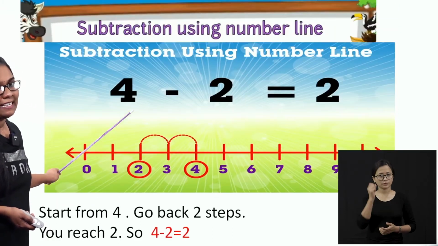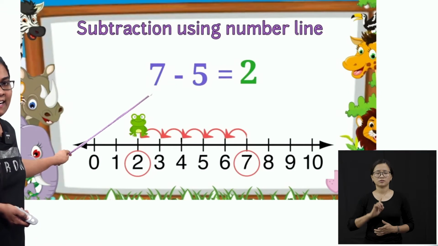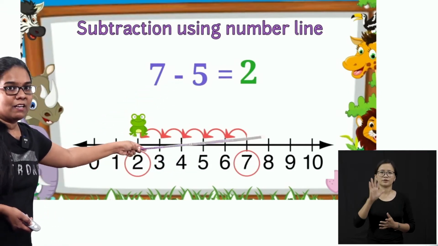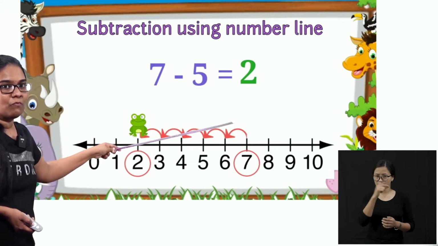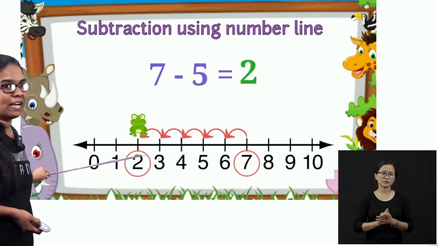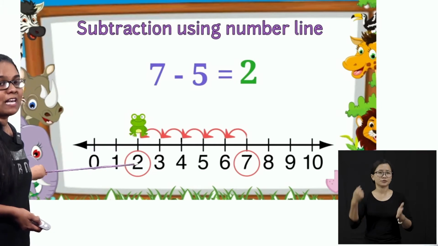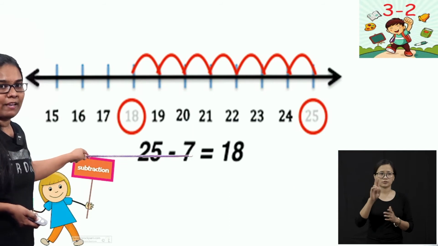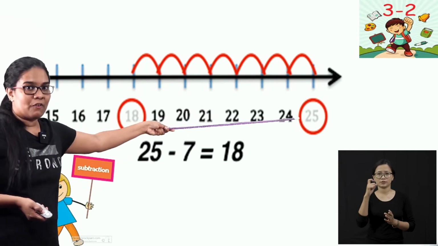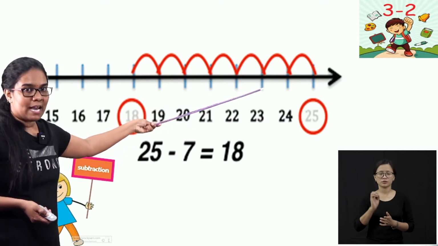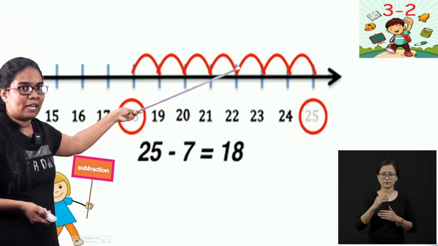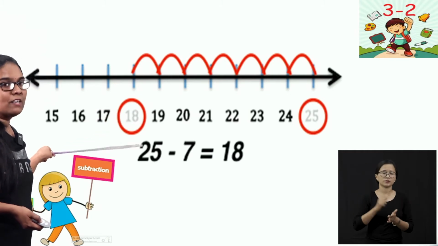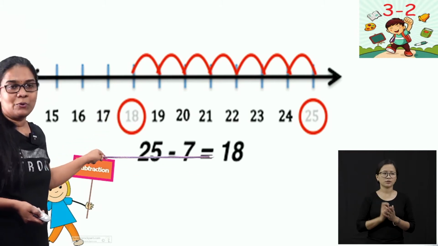Got it? Yes. Then, listen. 7 minus 5. First, you have to start from 7. Go back 5 steps. Then 1, 2, 3, 4, 5. Then you reach 2. So 7 minus 5 is 2. Okay. Then 25 minus 7. First, you have to start from 25. Go back 7 steps. Then 1, 2, 3, 4, 5, 6, 7. Then you reach 18. So 25 minus 7 is equal to 18.